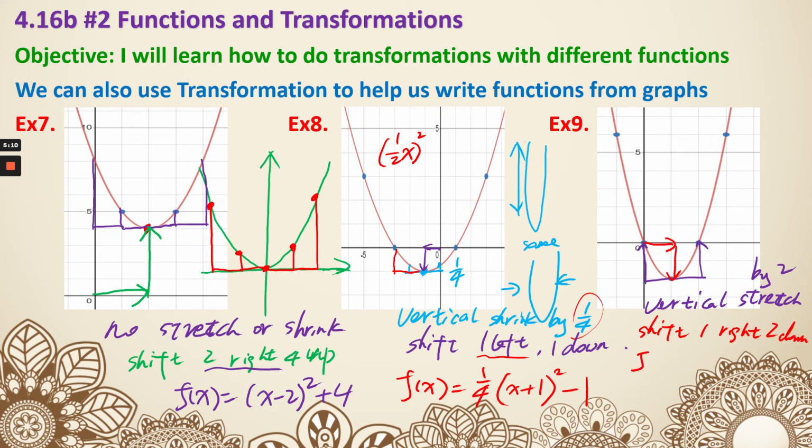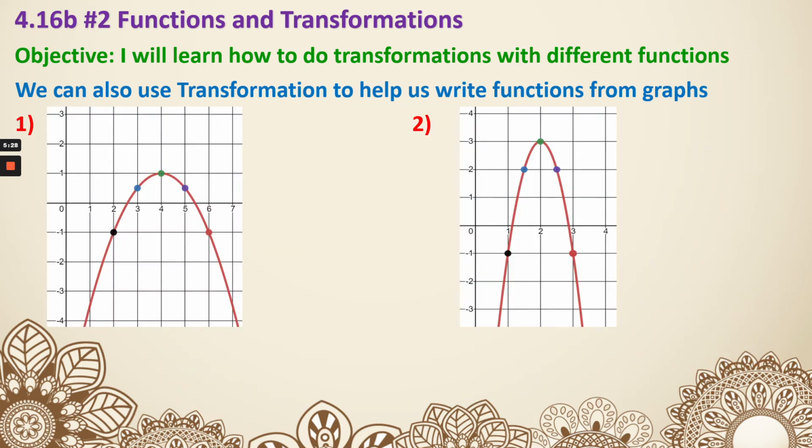So my final answer, f of x equals the 2 in the front outside the function, 1 right is x minus 1, then squared. And then the 2 down is minus 2 on the end. That is example 9. Now let's still do 2 more, since these are all facing up. I know the other question is not on your notes, but let's just do 2 more that are facing down.